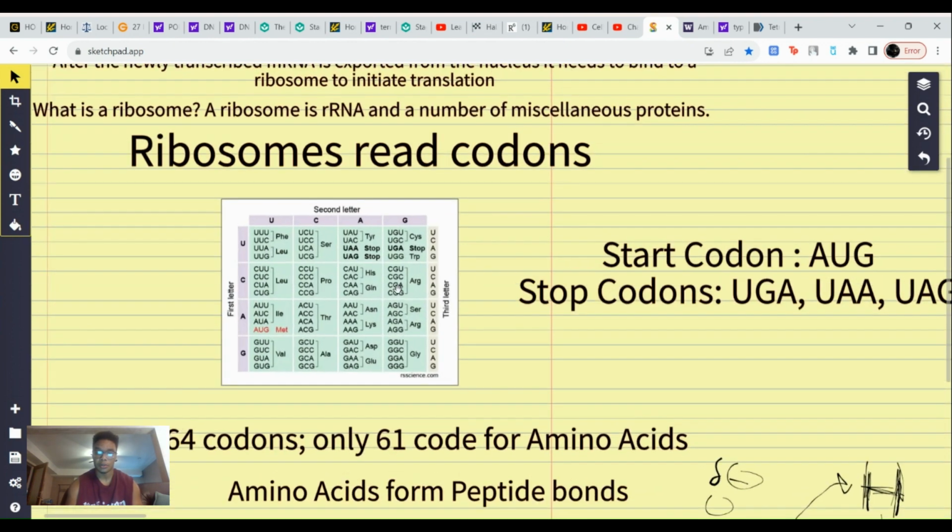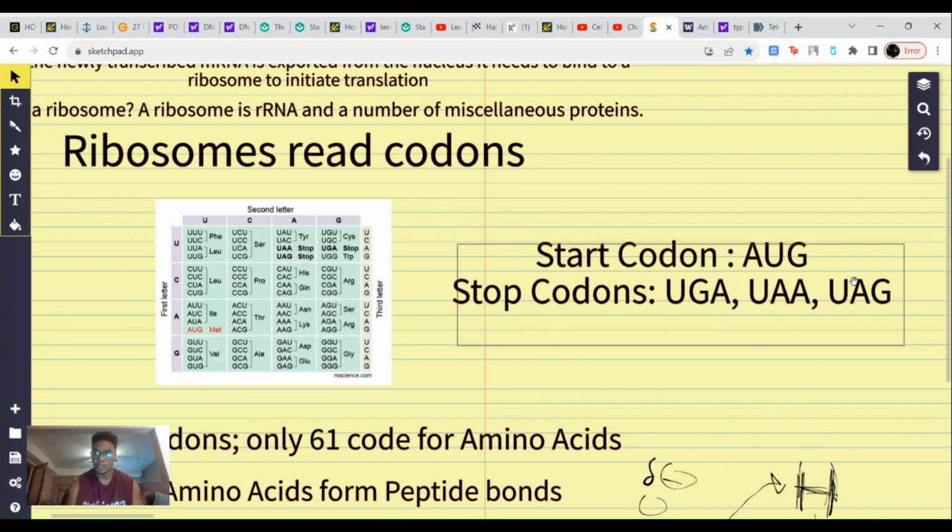So something to note, AUG is the start codon. Growing up, I played a lot of Call of Duty, so I always thought that the AUG was a good starter gun. That's a really weird connotation, or association, but that's what I associated AUG with.